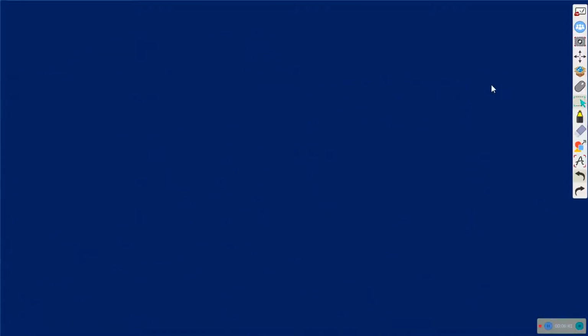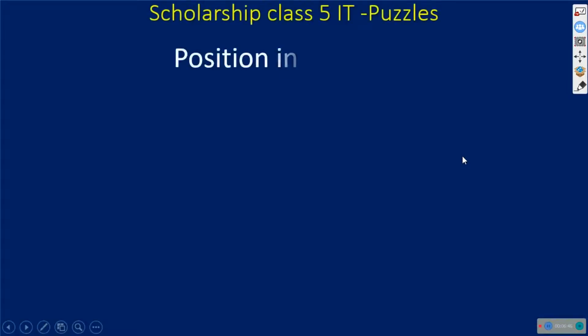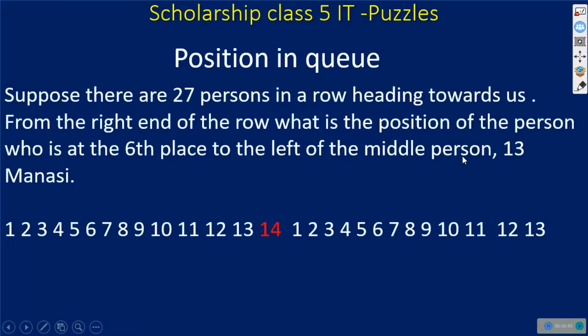But as I told you, I cannot solve all the questions over here. So I will be taking one or two samples from the previous question paper. Suppose there are 27 persons in a row heading towards us. From the right end of the row, what is the position of the person who is at the sixth place to the left of the middle person? Who is the middle person? Manasi.